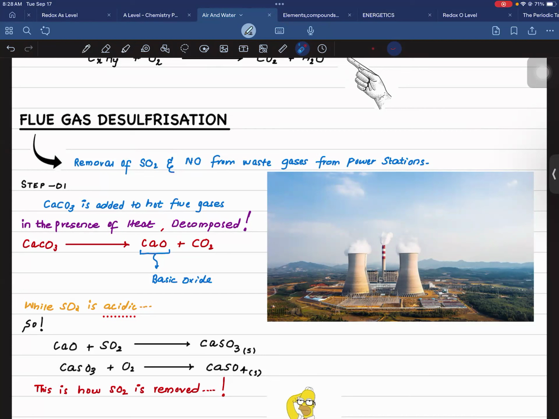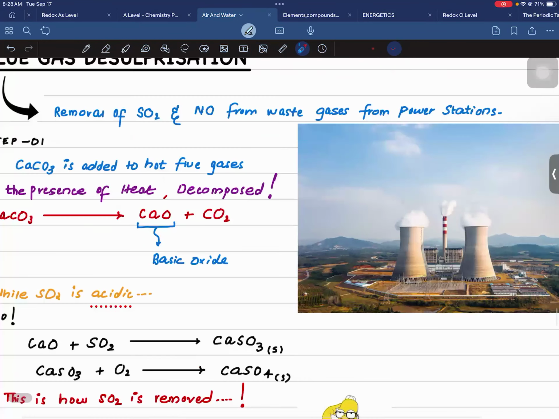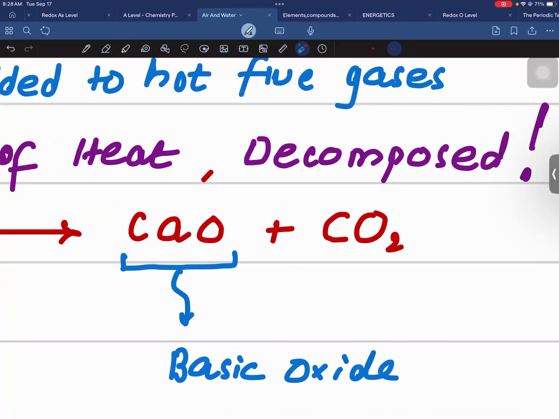So now step number one, calcium carbonate is added to the hot flue gases. In the presence of heat, it decomposes. Who is going to be decomposed? The calcium carbonate. When calcium carbonate decomposes into calcium oxide and carbon dioxide, as I told you, calcium is a metal. Sodium, lithium, potassium, rubidium, cesium, francium, aluminium are metals, so their oxides are basic. So this is a basic oxide.